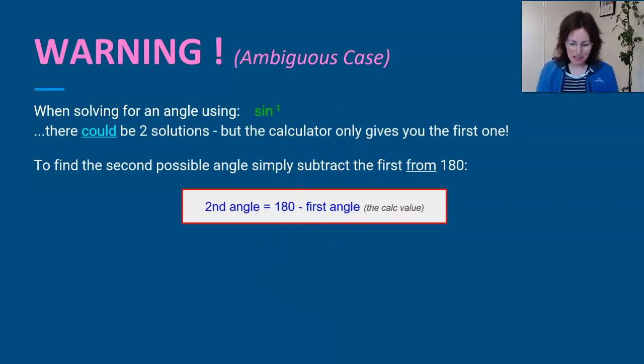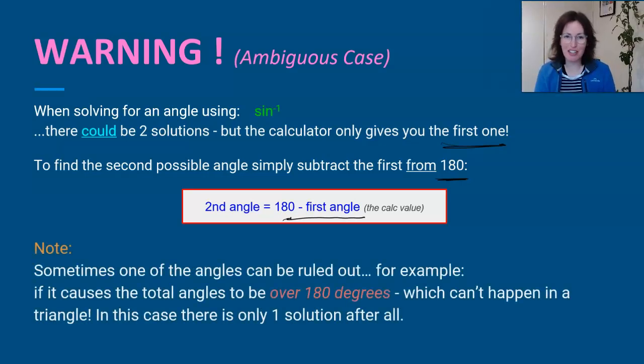When solving for sine on your calculator, or the inverse of sin, there could actually be two solutions, but the calculator only gives you the first one. To find the second angle that could be possible, meaning there are sometimes two ways to draw the triangle based on the information given, we subtract the first one from 180. That's basically the main thing you need to remember. To find that second angle, you do 180 degrees, subtract that first angle that the calculator gave you. That's how we would find it.